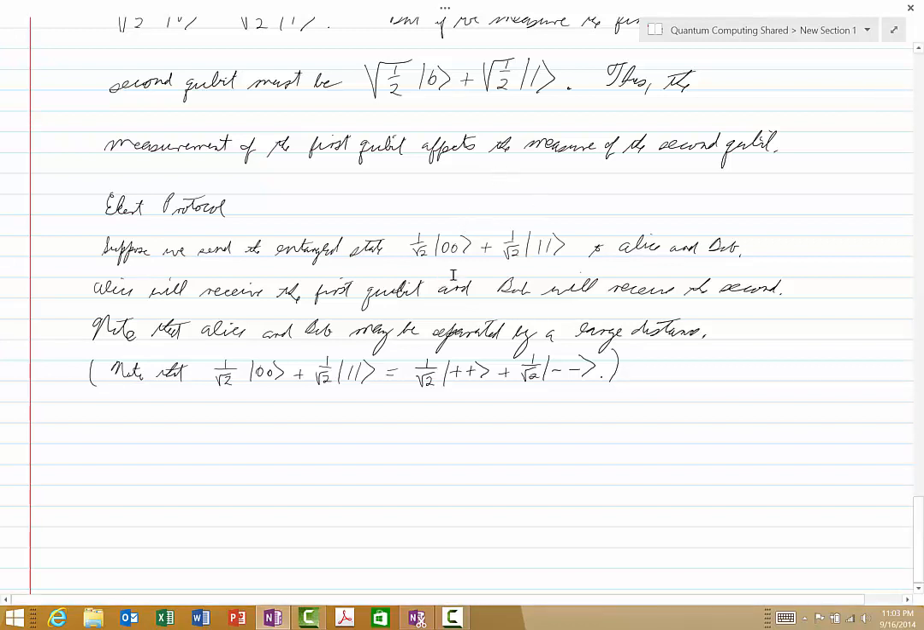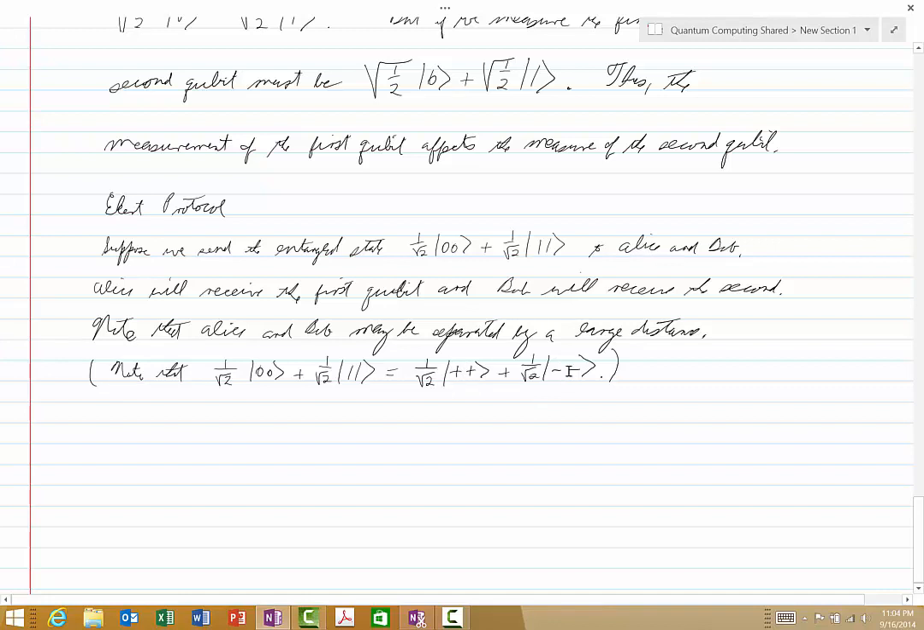Okay, so let's think about Alice for a moment. When Alice measures the first qubit with the standard basis, she has a 50% chance of measuring 0 and a 50% chance of measuring 1. If Alice measures the first qubit with the Hadamard basis, she has a 50% chance of getting plus and a 50% chance of getting minus.